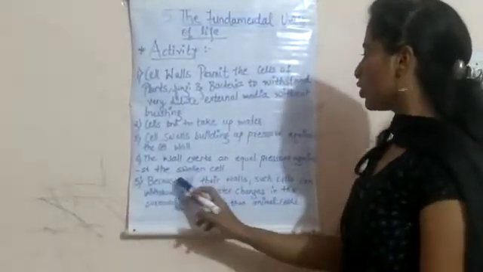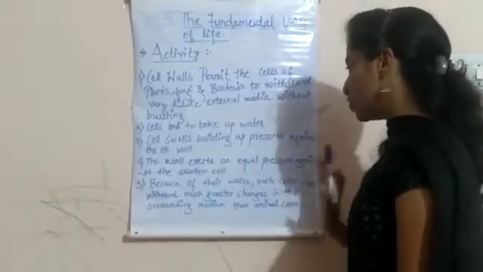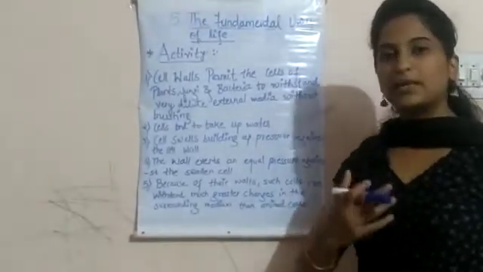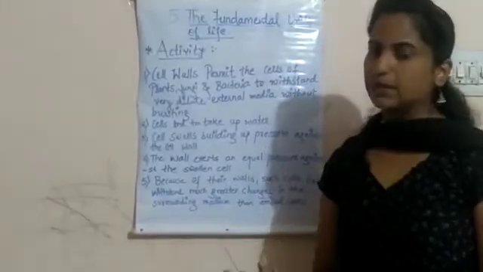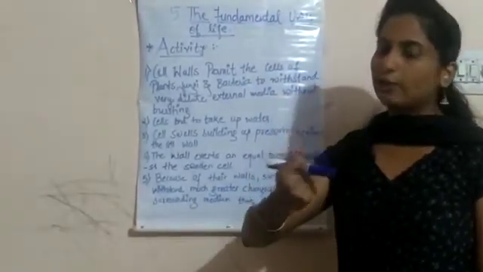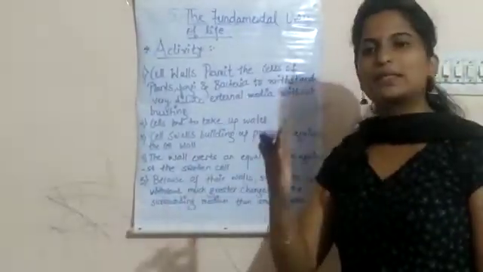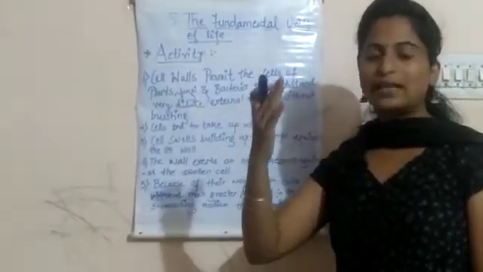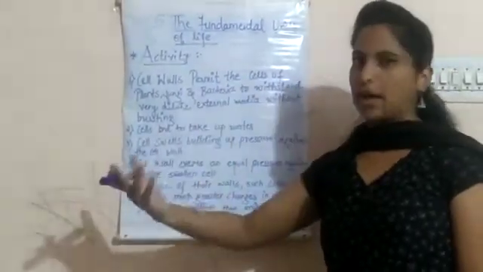So because of their walls, such cells can withstand much greater changes in the surrounding medium than the animal cells. Means during different seasons, different weathers, different climates, these plant cells have the capacity to withstand the external environment compared to the animal cells. Means animal cells are weak compared to the plant cells. They cannot withstand the changes which are happening in the external environment like plant cells.